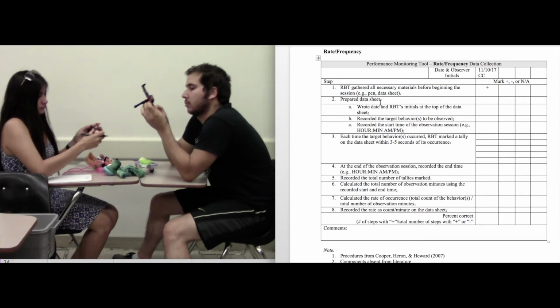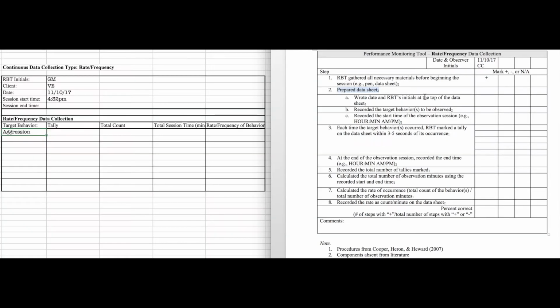The next step we will look at is, did she prepare her data sheet? This is the data sheet that Grecia is using when tracking rate or frequency when she's working with Vahe. The three components that are required for her to prepare the data sheet correctly include writing the date and the RBT's initials at the top of the data sheet. Here, Grecia put her own initials, GM, and she wrote the date of observation. She also included Vahe's initials. So for this step, she gets a plus.